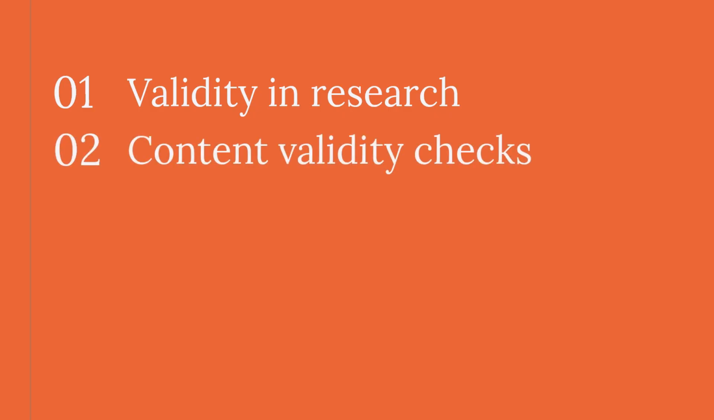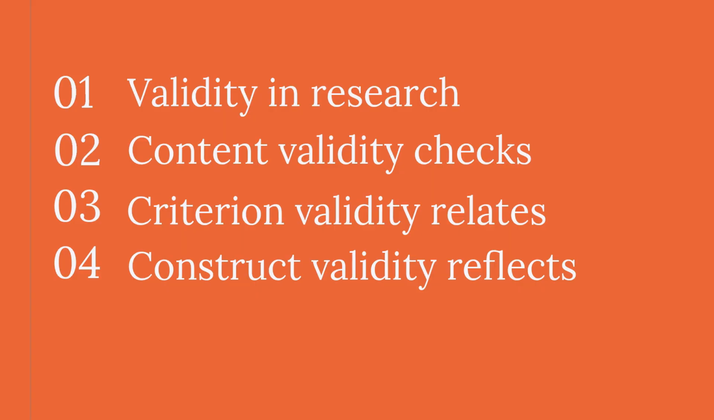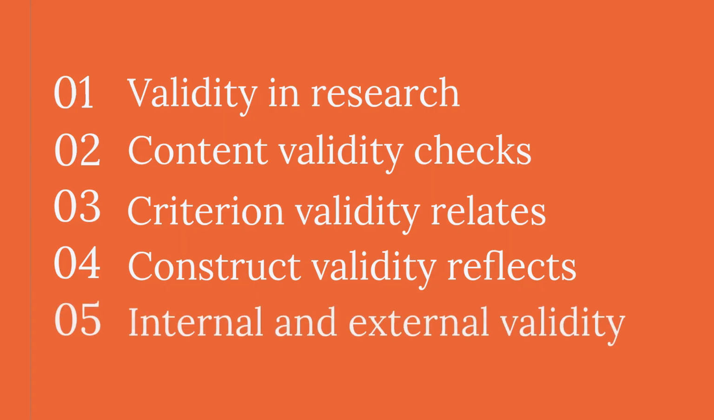Validity ensures research measures what it's supposed to. Content validity checks if a measure covers all aspects of a construct. Criterion validity correlates measures with related external criteria. Construct validity assesses if a measure truly reflects the intended construct. Internal and external validity ensure results are attributable and generalizable.